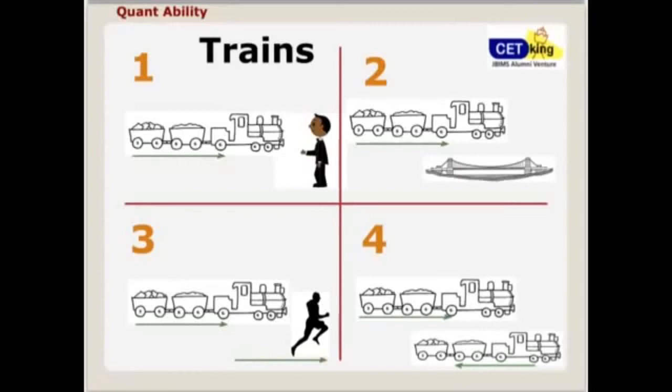Now there are 4 kinds of questions in trains. One, the train is moving and there is a stationary man or a pole standing there. How much time will the train take to cross the man? Second concept is train crossing the bridge, train crossing the running man, and train crossing another train. So these are the 4 questions.